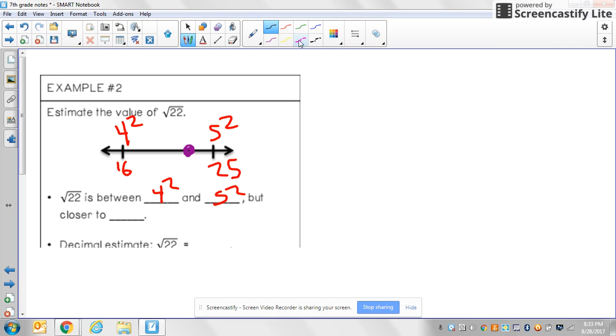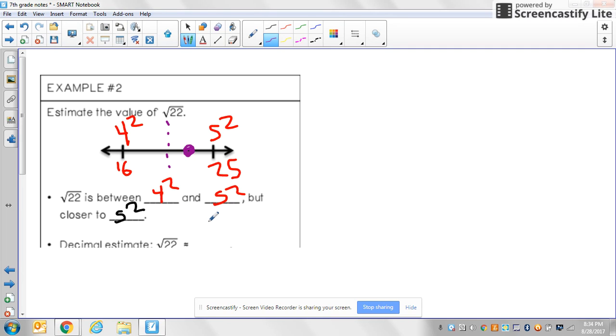All right, now you had made your guess that the square root of 22 was closer to 5 squared than it was to 4 squared. So what I want you to do right now is, you know that this is about the halfway point between 4 and 5, and I want you to take a moment and guess as to what you think our decimal estimation for the square root of 22 is.